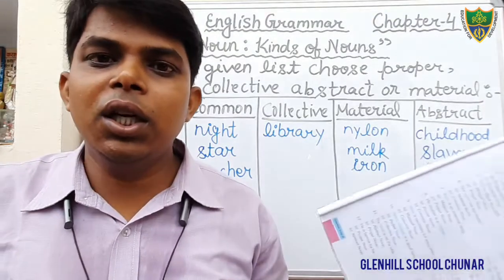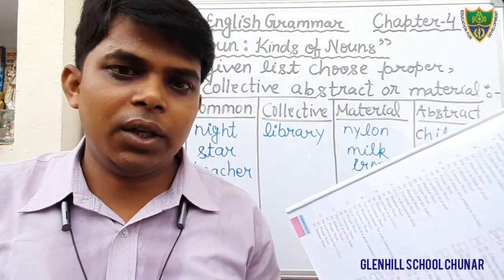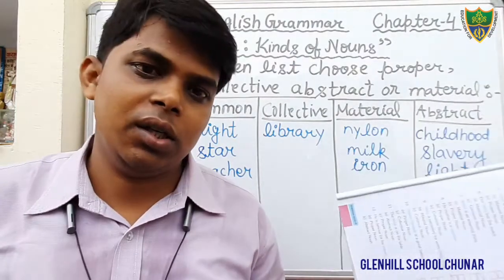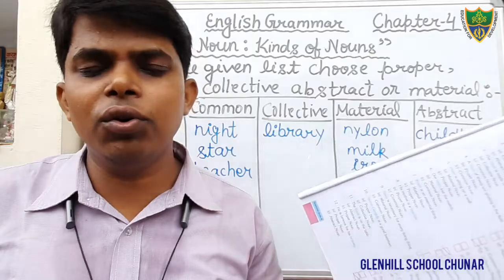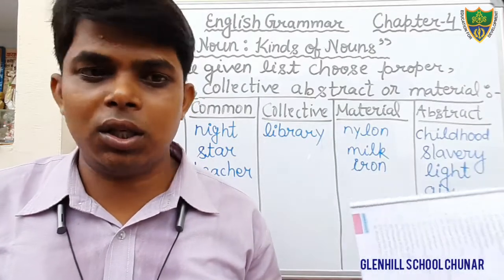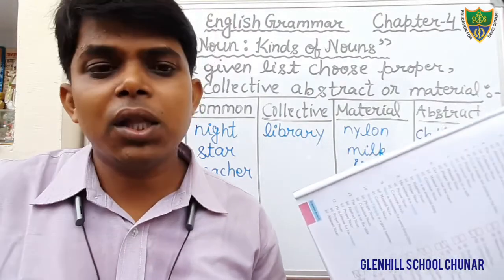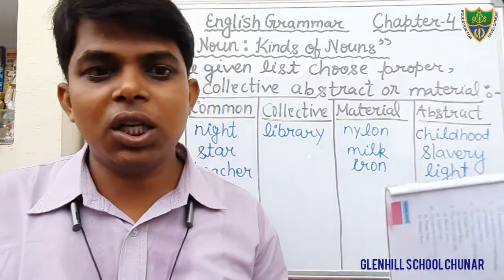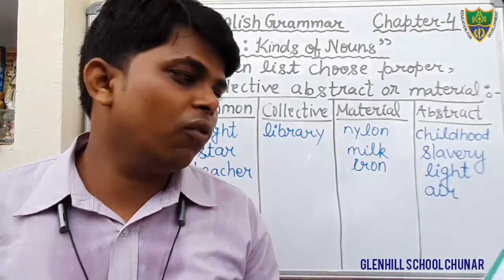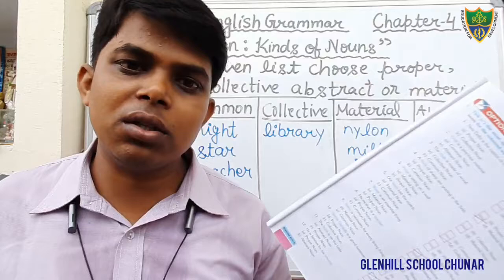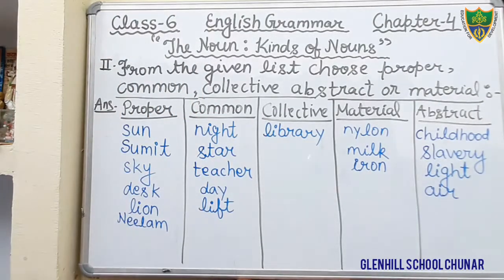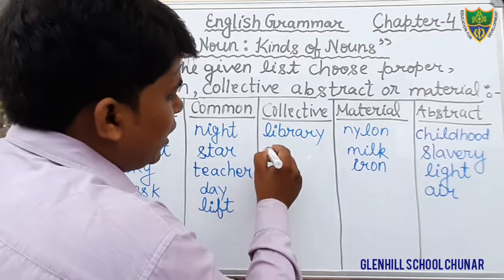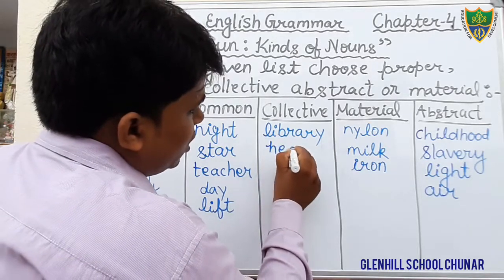Heap. Heap denotes the collection. For example, we can say heap of dust. Heap denotes the collection of a thing. Heap मतलब ढेर, किसी चीज का ढेर. So here the word heap denotes the collection of things. Therefore, that is collective noun. So in the category of collective noun, you will write the word heap, H-E-A-P.